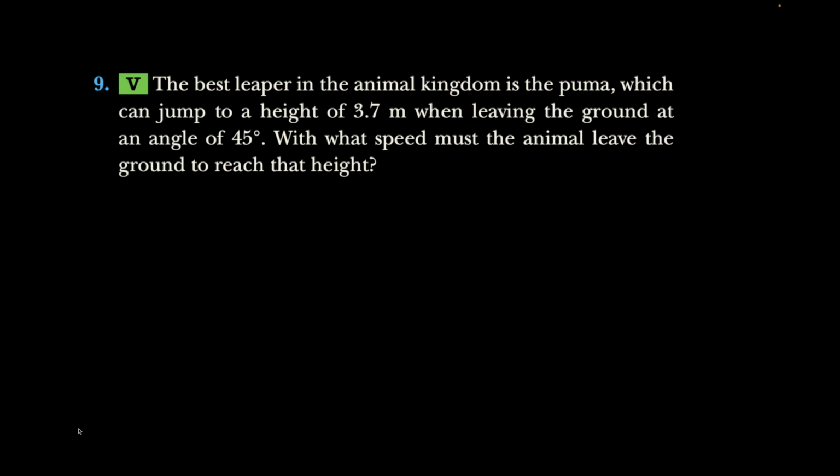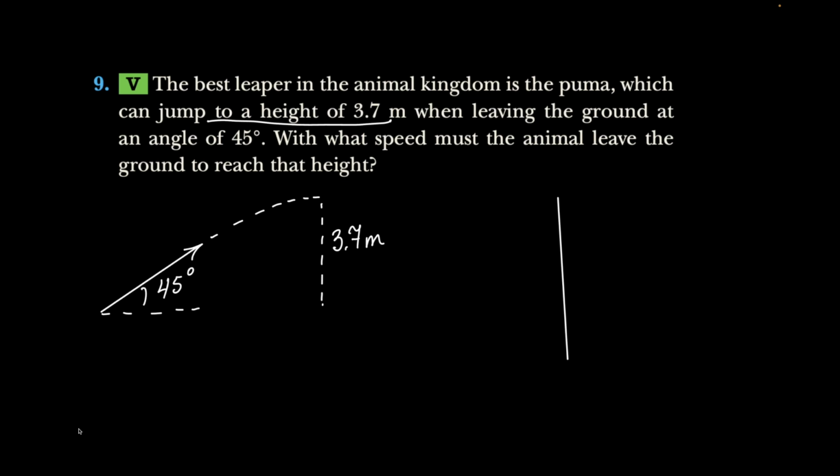Let's get our feet wet with an angled projectile. In other words, a projectile that is launched at an angle. So in this case, they are telling us that a puma is jumping at 45 degrees to the horizontal, jumps to the height of 3.7 meters, meaning that the highest point that the puma can reach is 3.7 meters. That is a vertical displacement.